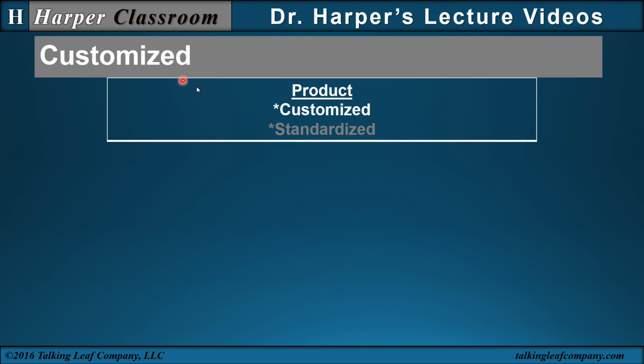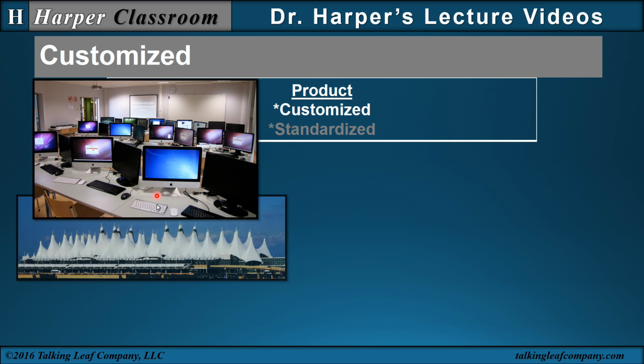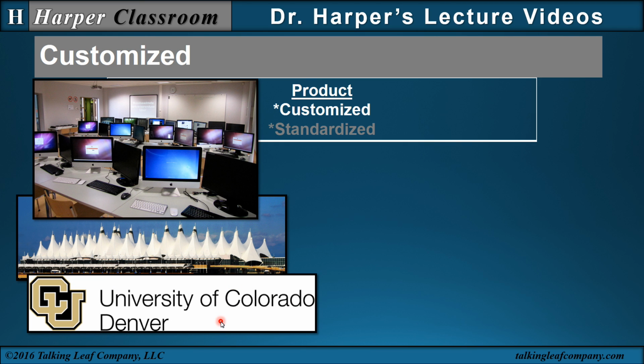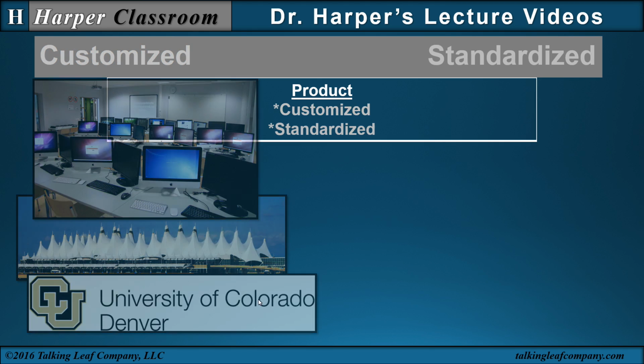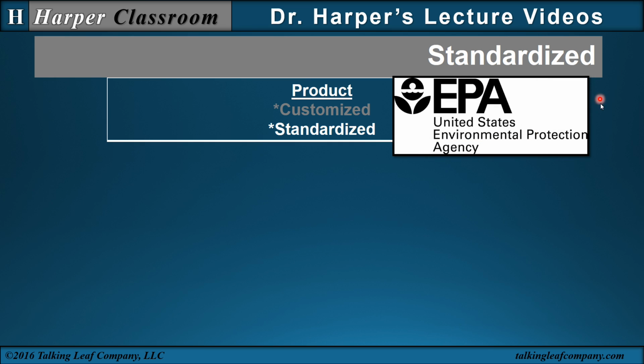For customized, this is designing a product specifically for one or a small number of customers. An example would be a computer lab designed specifically for an operation. Another would be the architecture of an airport. The other would be a logo. And logos are required by law to be customized. Standardized is the same design for everyone. An example would be the Environmental Protection Agency that requires certain standards to be met.